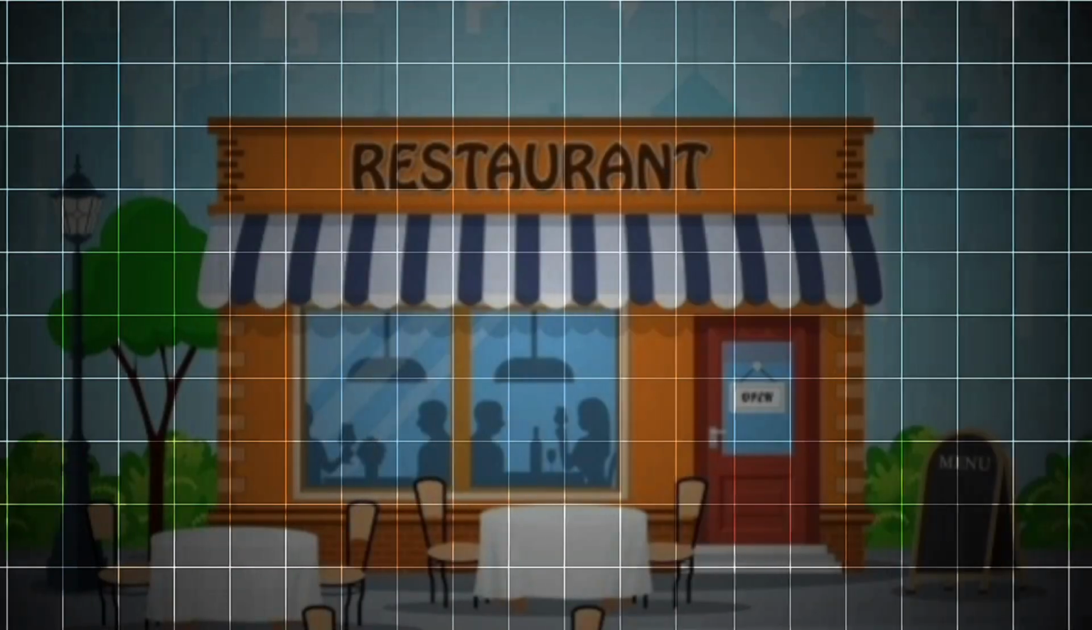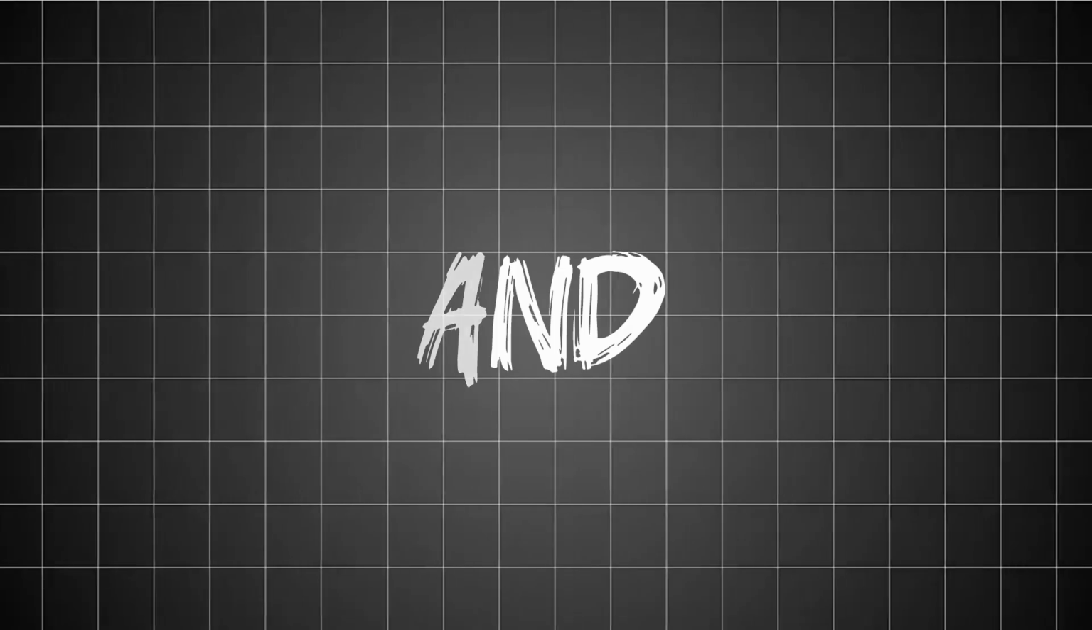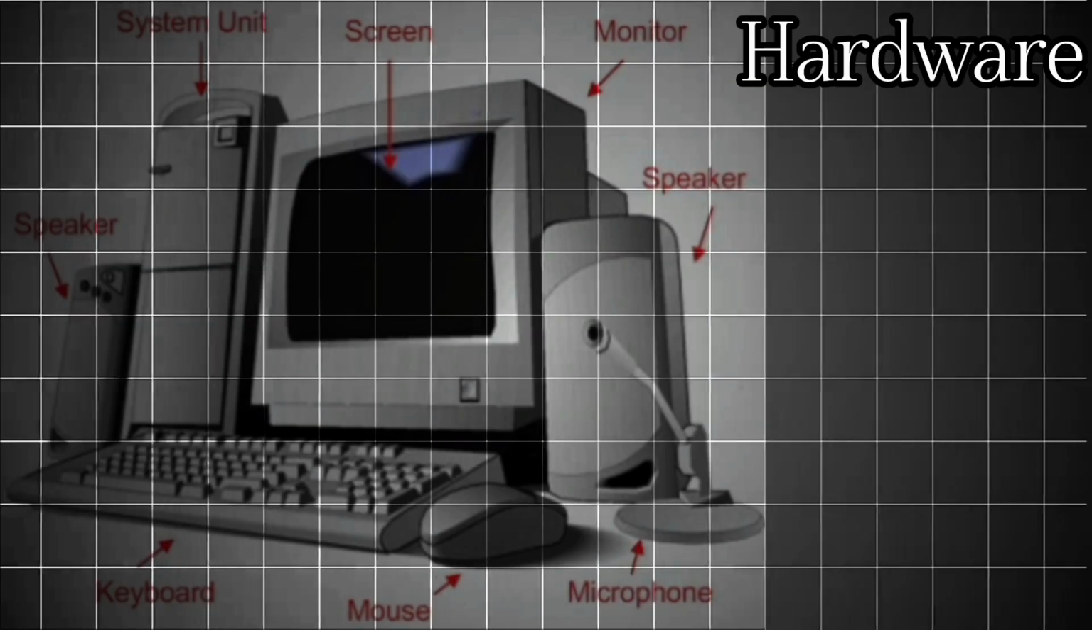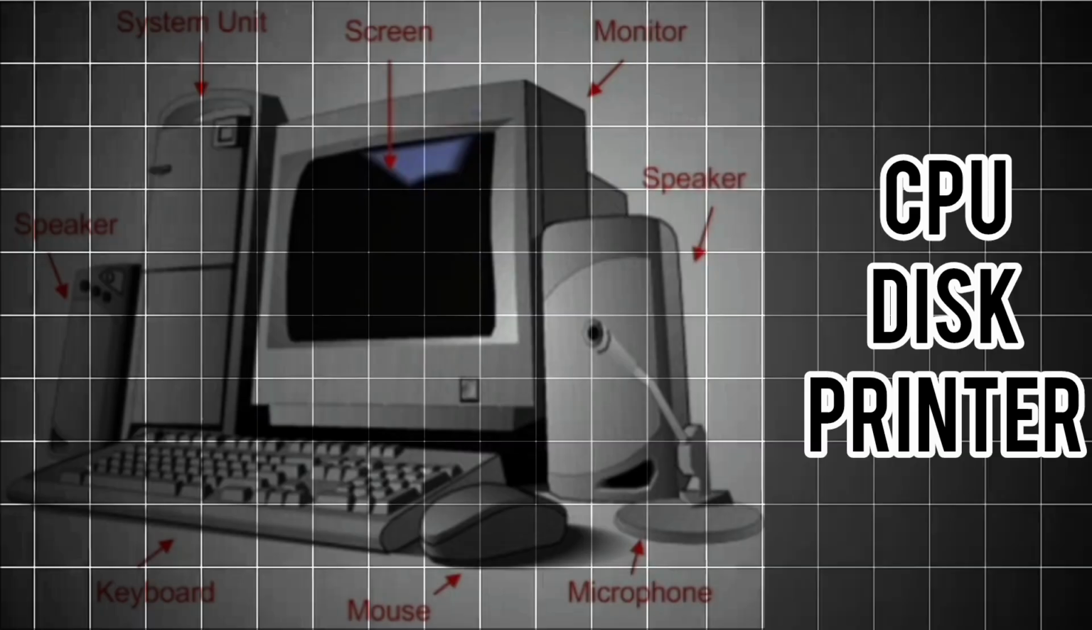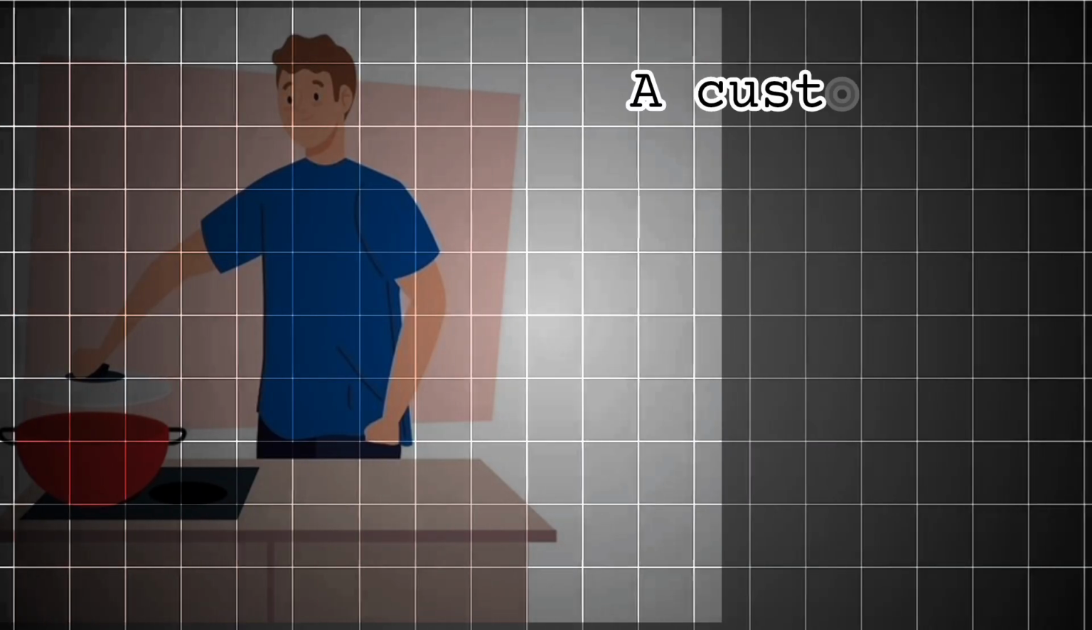Imagine a restaurant where a customer is a user program and a waiter is an operating system. Kitchen and equipment are hardware like CPU, disk, printer, etc. A customer cannot go directly into the kitchen and cook food. They must place an order through the waiter.